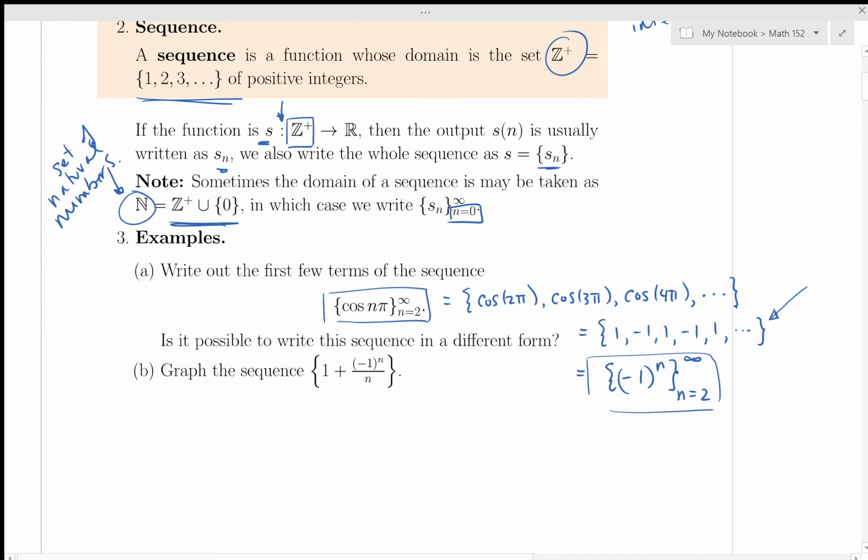We also could write this in this way here: a sub n, the nth number in the sequence, looks like this. That would also be a description of the sequence. So they can look a little bit different, but if the numbers in the sequence are the same, then it is the same sequence.